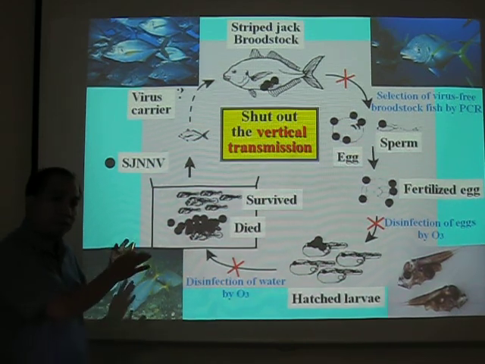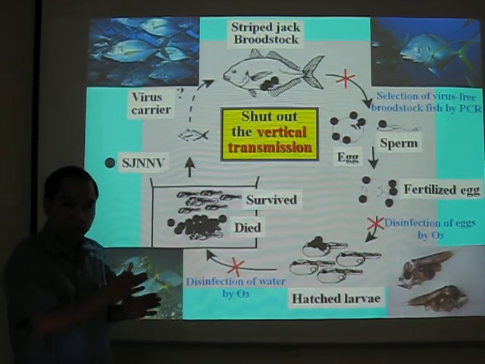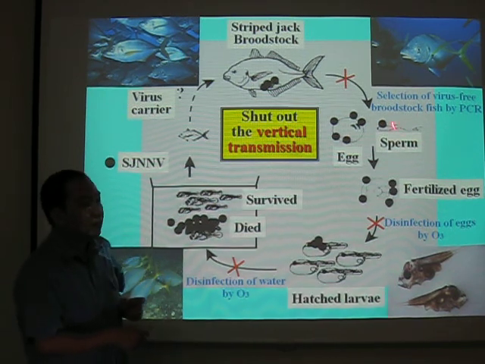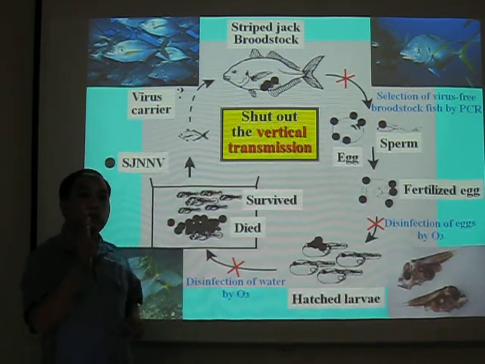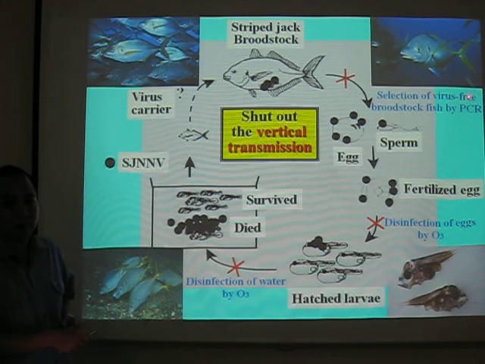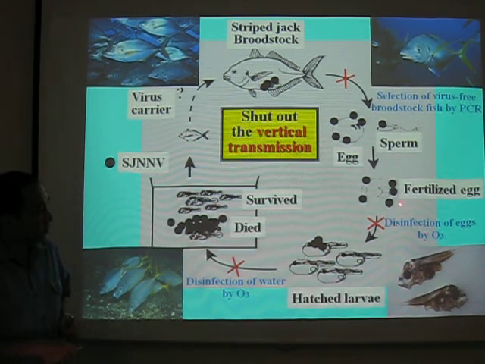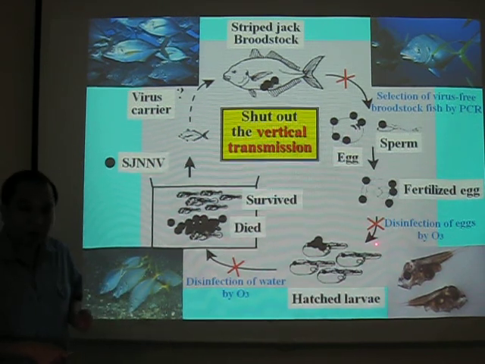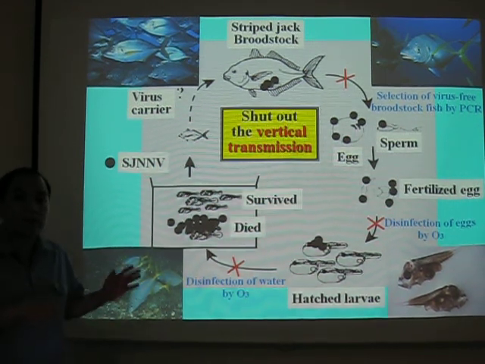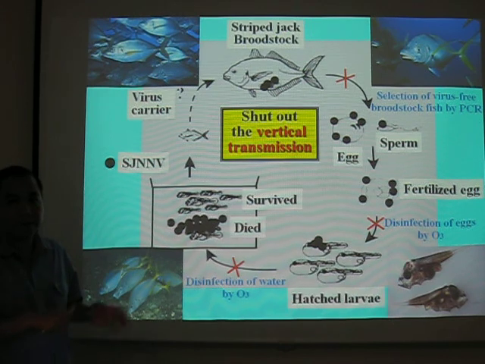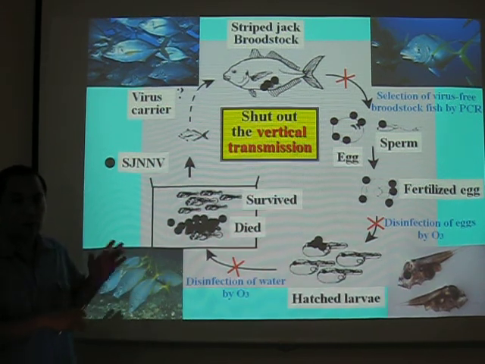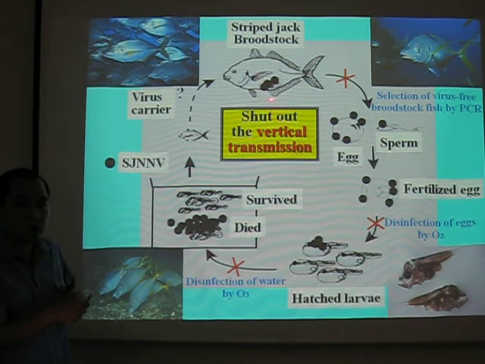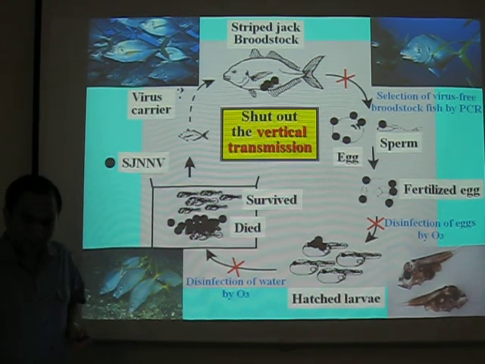But this vertical transmission can be prevented or shut out. How? We can select virus-free broodstock by using PCR or RT-PCR method. Then, those fertilized infected eggs can be disinfected by using ozonation, and also by disinfection of the rearing water or rearing facilities. This was already proven to prevent the vertical transmission of nodovirus from broodstock to the larvae.